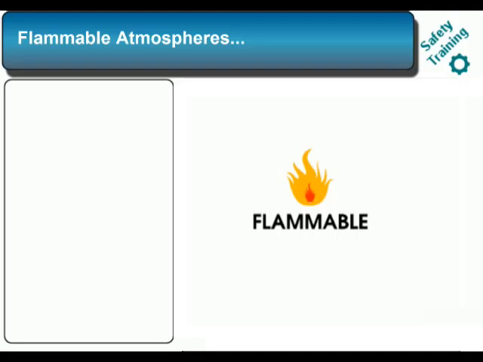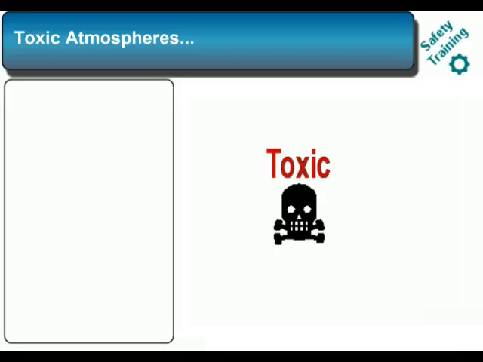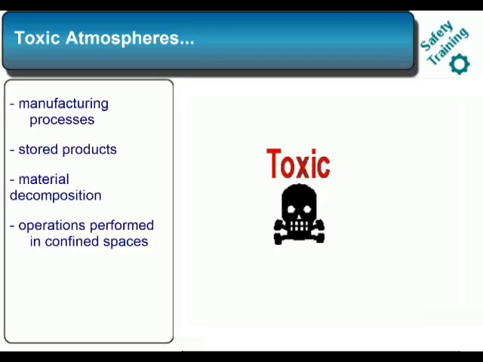Flammable atmospheres are caused by enriched oxygen atmospheres, vaporization of flammable liquids, byproducts of work being performed, chemical reactions, concentrations of combustible dust, or a release of chemicals from inner surfaces of the confined space. Sources of toxic atmospheres include manufacturing processes, stored products, material decomposition, and operations performed in the confined space.